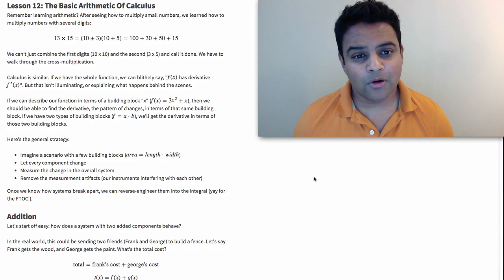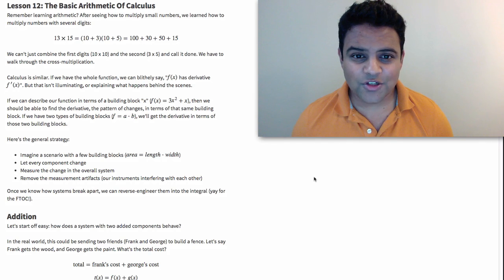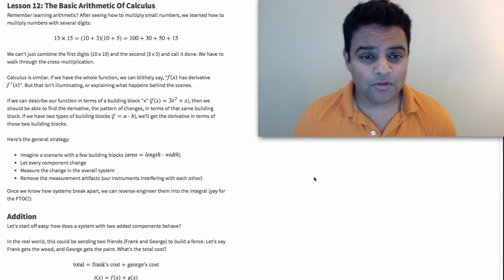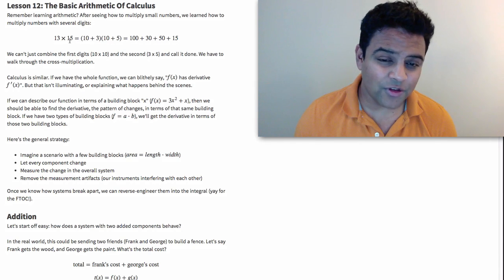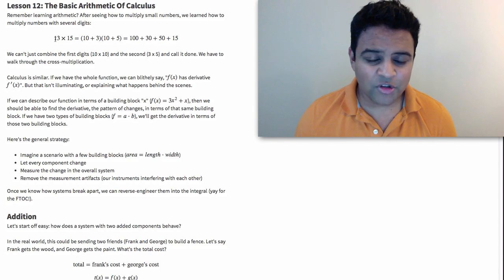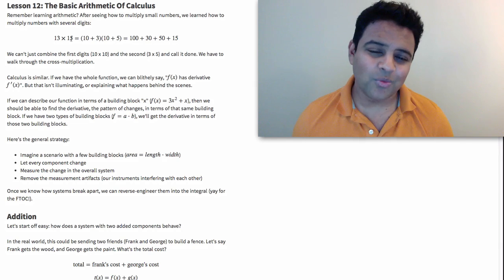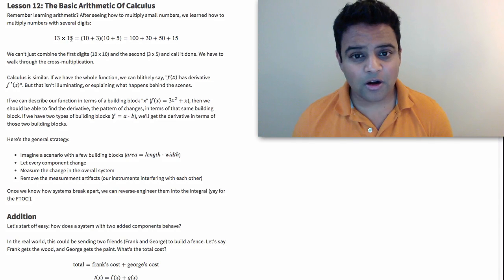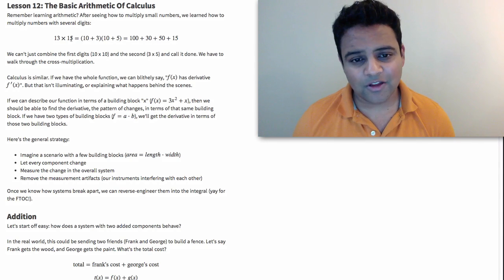Now, if you remember, when you learned arithmetic, you realized that you had to do certain things differently when you're using multiplication. For example, if you're multiplying 13 times 15, you can't just say, well, let's multiply the first digits and then the last digits and combine the result. No, we realized that we had to do kind of this cross multiplication, right? We need to break things apart, multiply the pieces, and combine them back together.